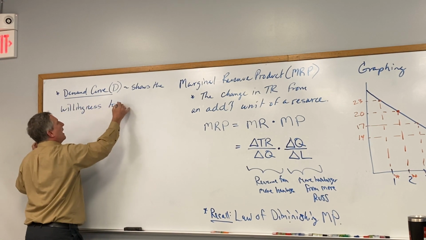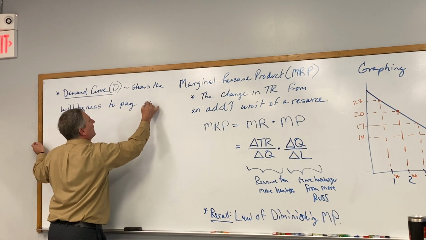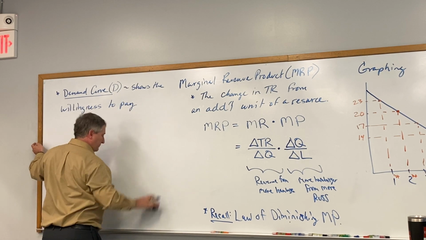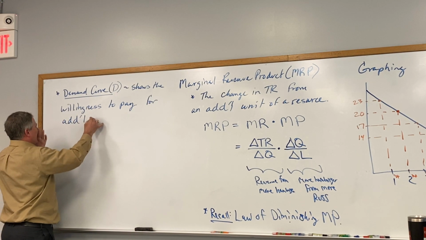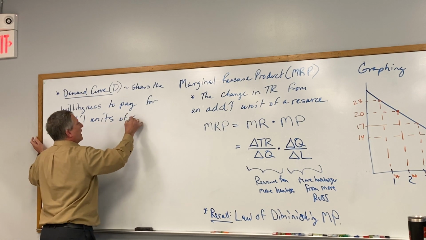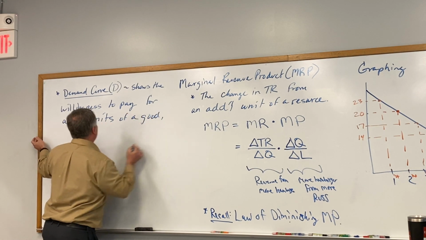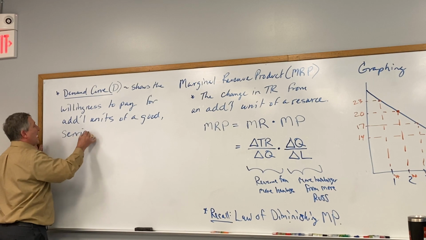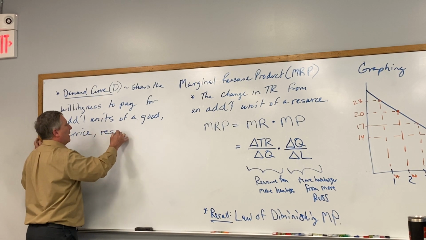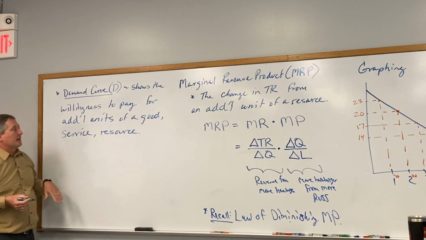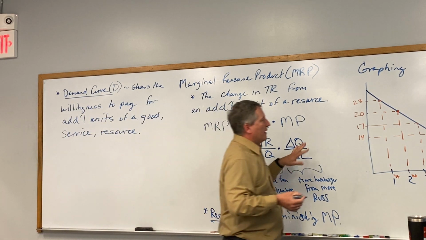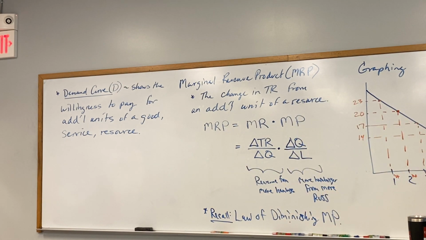the willingness to pay for additional units of a good, service, and now I'm going to add resource. The way I've got it defined here, it's just showing our willingness to pay. So guess what? The marginal revenue product curve is the demand curve in the resource market.